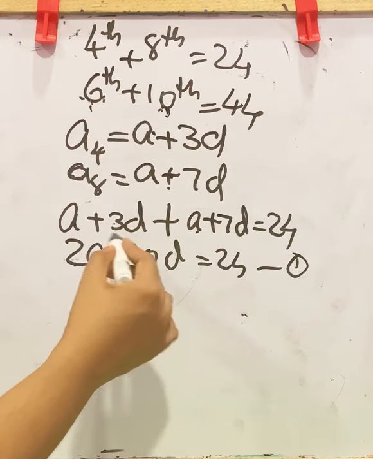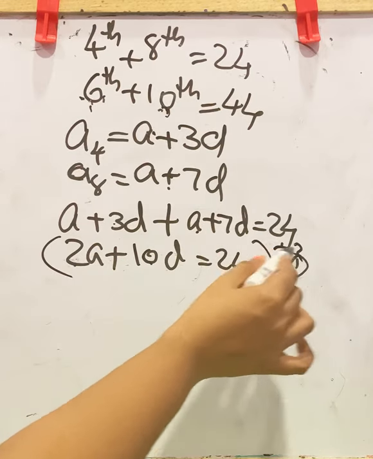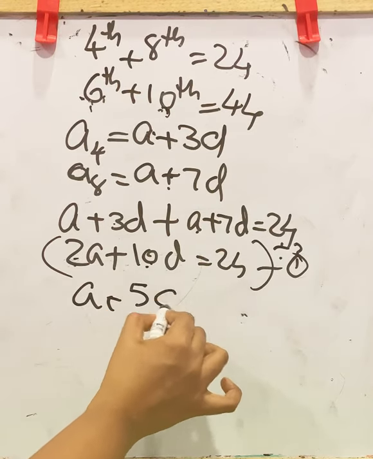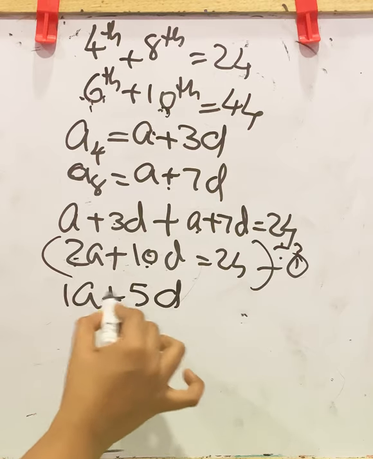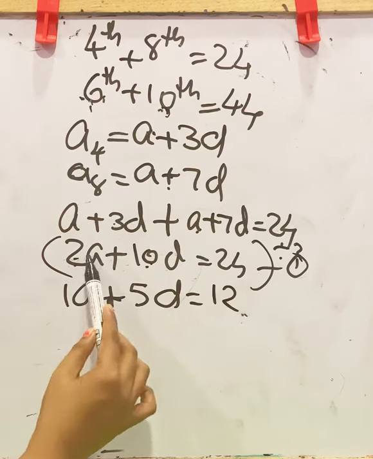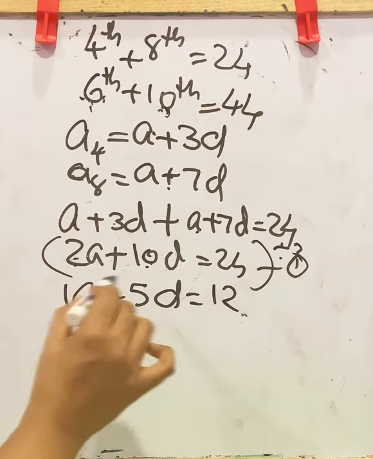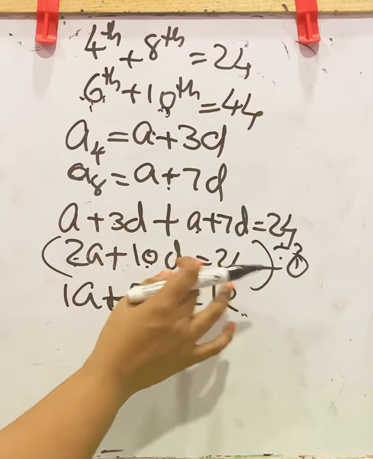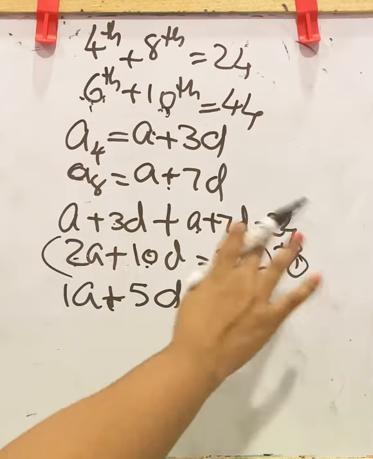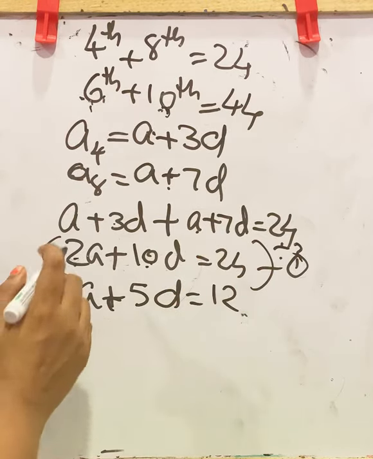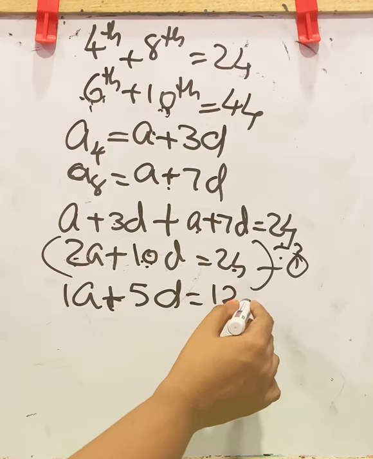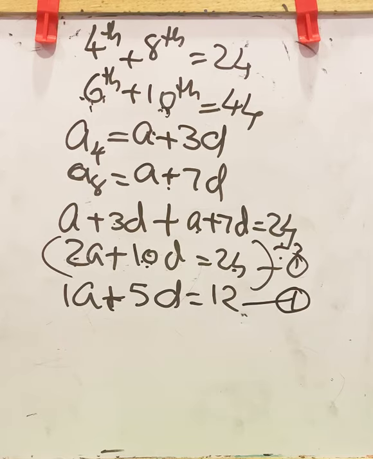So dividing with 2, we will get 2 divided by 2 is 1A, 10 divided by 2 is 5D, and 24 divided by 2 is 12. Be sure you are dividing each and every term in the equation. Then only it will get balanced. If it is not a multiple of 2, then you can't divide the whole equation with 2. Here we divided because each and every term was a multiple of 2. So reducing it to lower form, we get 1A plus 5D equals 12.